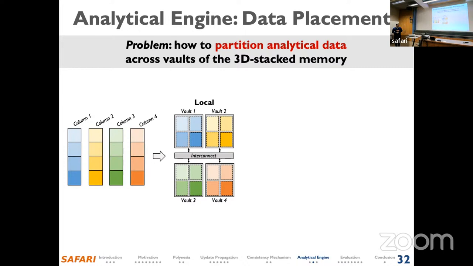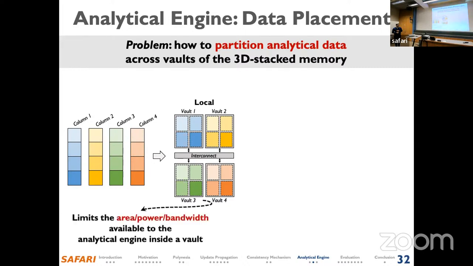If a PIM core needs to access data that is not in its own vault, it needs to go through an interconnect network, which incurs extra latency on the memory request to fetch the data. And this can be suboptimal. So the first idea is to place each one of the columns in a single vault.